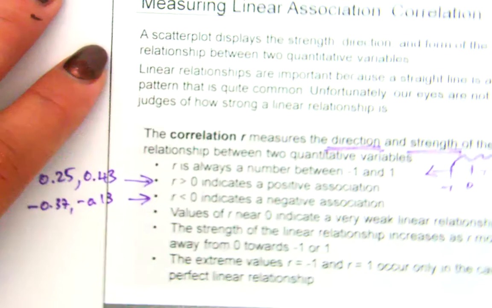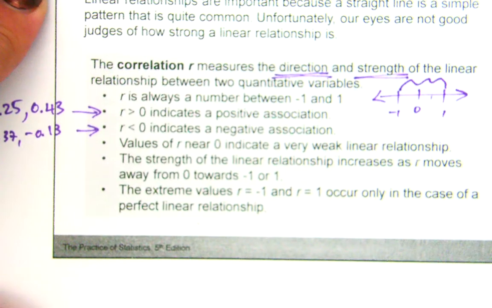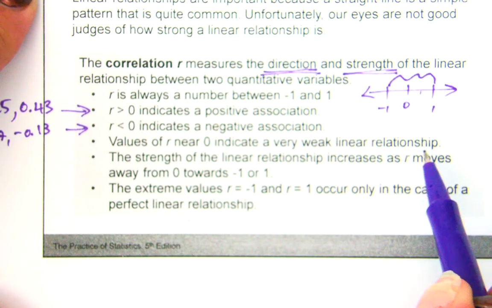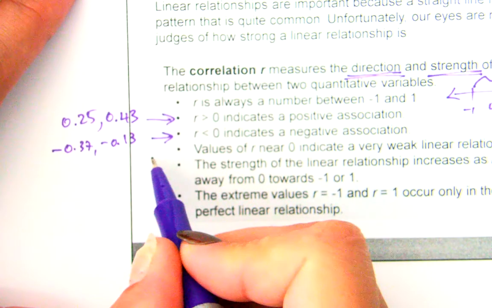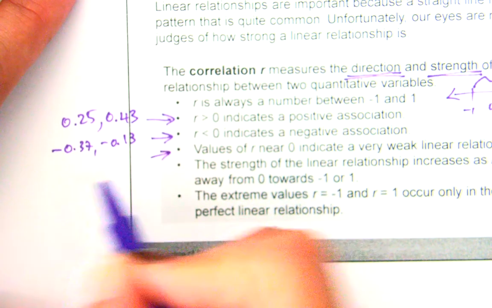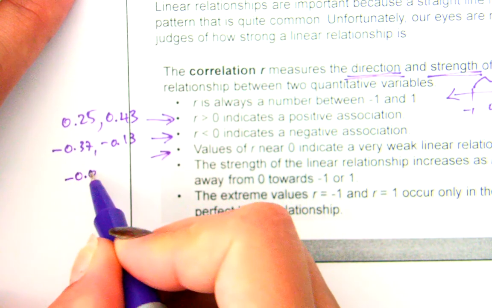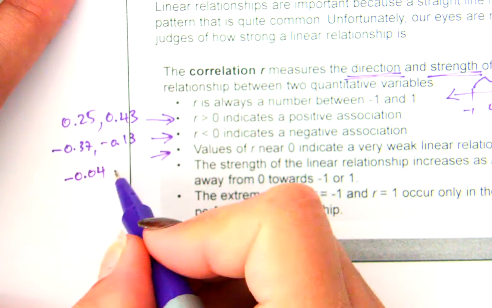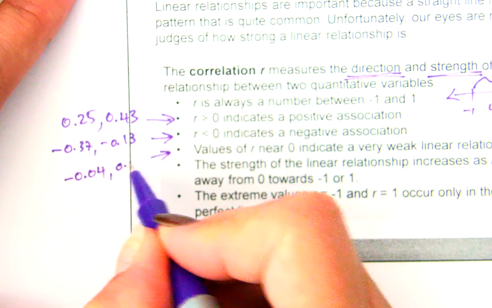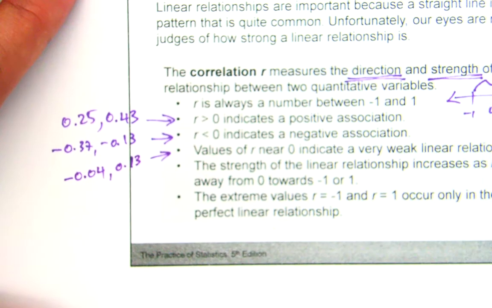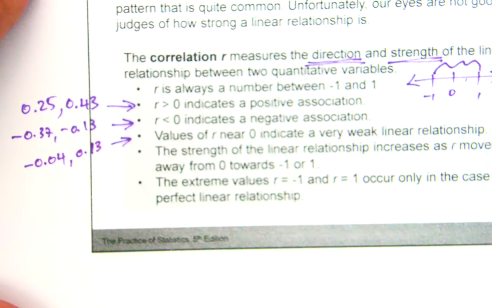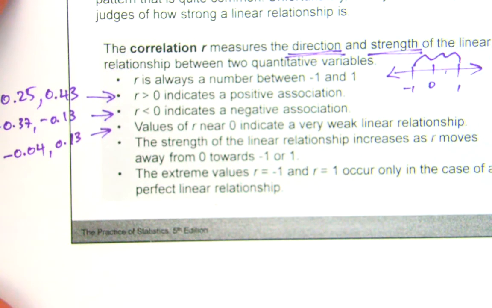All right, and then values of R near 0 indicate a weak linear relationship. So this would be something like some weak values, -0.04 or 0.13 for that matter. Okay, so values near 0. The strength of the linear relationship increases as R moves away from 0 towards -1 or 1.